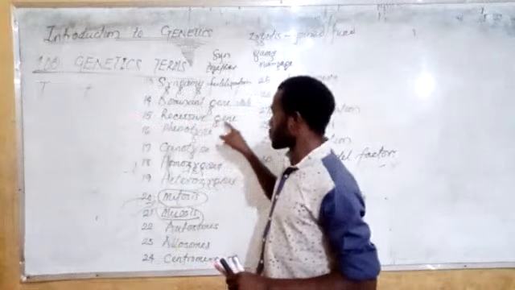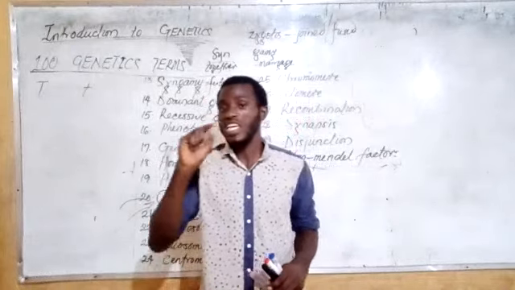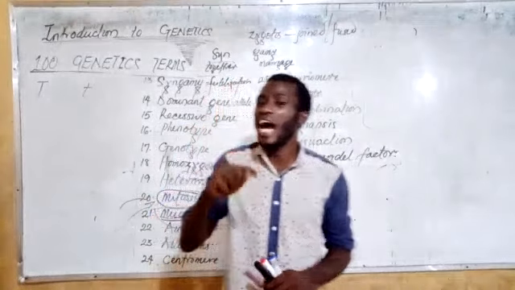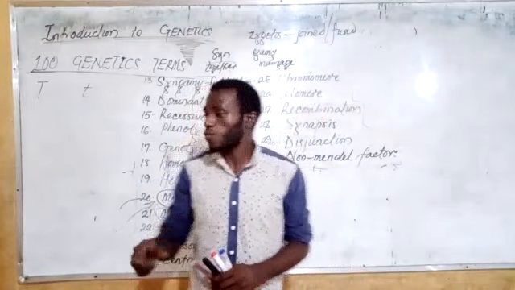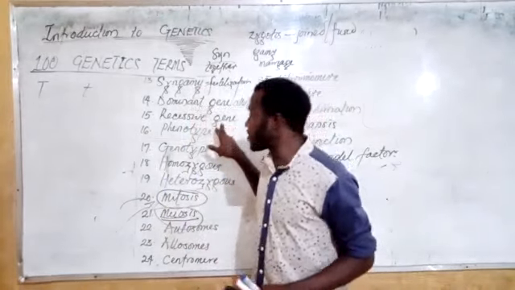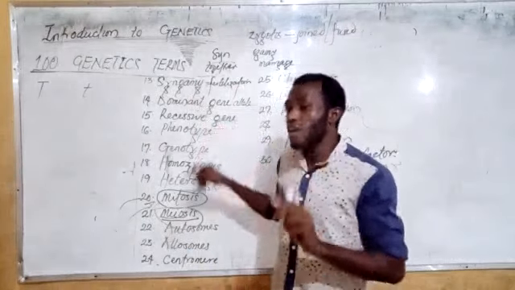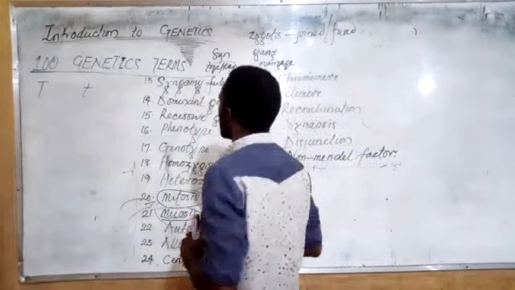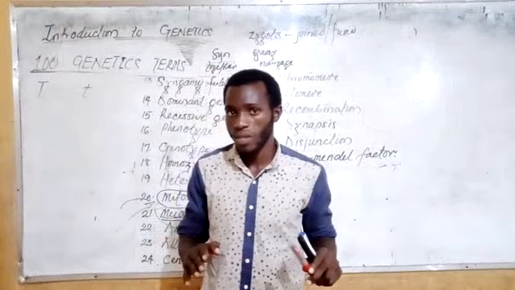Now, recessive genes are genes that do not express themselves in the presence of the dominant gene until they are homozygous. So, except the individual is homozygous for these genes, the genes cannot express themselves in the phenotype of the organism. Now, the fact that they are recessive does not mean that the dominant gene totally kills them off.